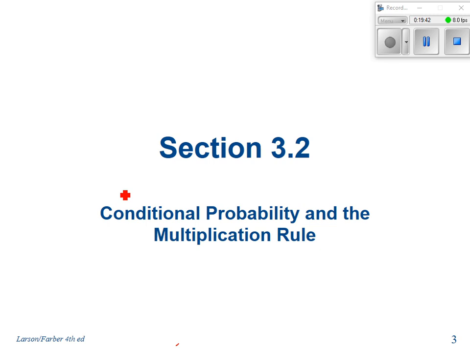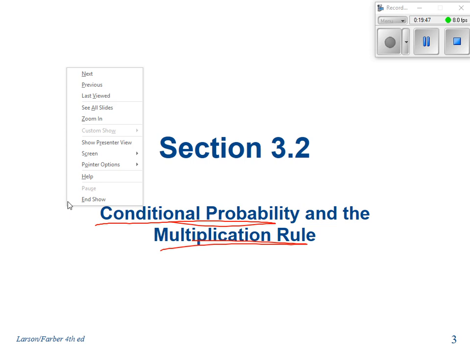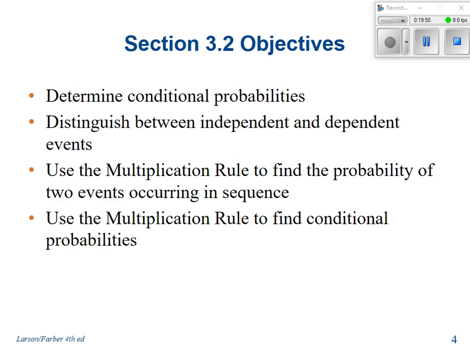All right, what we're going to cover today, conditional probability and the multiplication rule. While you're getting stuff out. Determine conditional probabilities. That's what we're going to cover. Distinguish between independent and dependent events. We'll talk about that. Hopefully you know what independent means and what dependent means. Use the multiplication rule. It's not too difficult. It's just multiplying. And use the multiplication rule to find conditional probabilities.